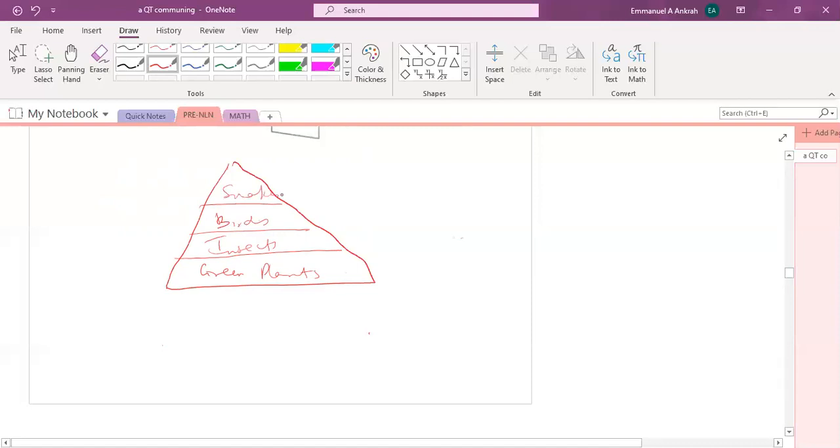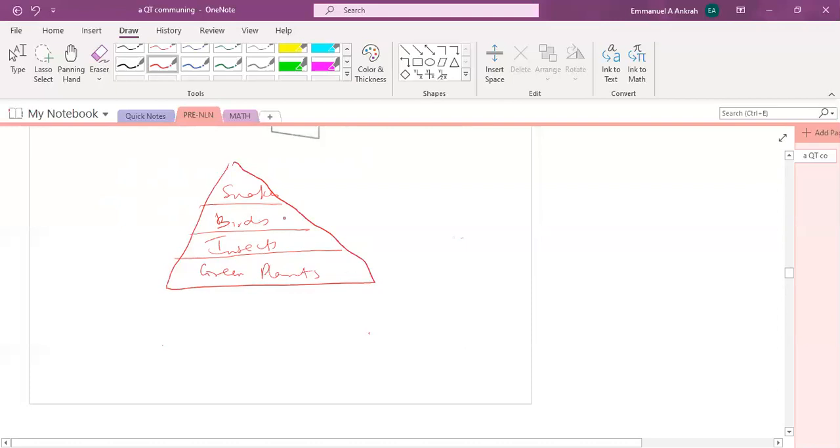What first, if any result, would you expect if a disease decreases the population of snakes? So the population of snakes goes down. What would you notice first? A, no change will occur. B, the number of green plants will increase. C, the number of insects will increase. And D, the number of birds would increase. D, the number of birds would increase, correct. If you take out the snakes, the birds have nothing feeding on them, so they will increase.